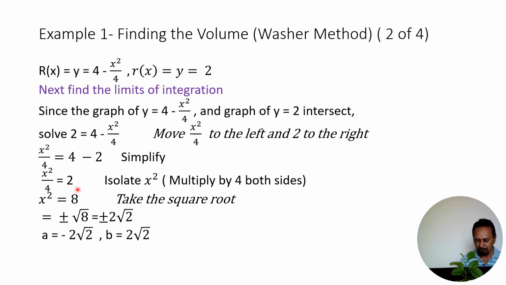Then you cross multiply: 4 times 2 becomes 8, and it's equal to x squared. Now you take the square root, so x is equal to plus or minus the square root of 8. Since 8 is 4 times 2 and the square root of 4 is 2, it becomes plus or minus 2 square root of 2. a is the smaller value and b is the larger, so a is minus 2 square root of 2, and b is equal to 2 times the square root of 2.